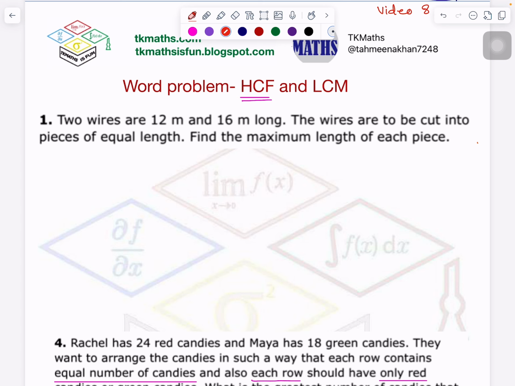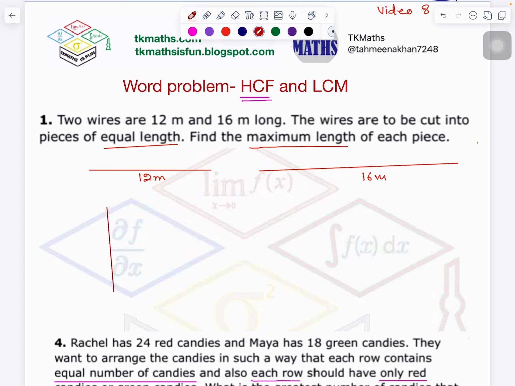Two wires are 12 meter and 16 meter long. If I want to visualize, suppose this is the wire which has a length 12 meter and this is another wire which has a length 16 meter. And the wires are to be cut into pieces of equal length. So whatever length you cut from this wire, the same length you will cut from this wire. This is the meaning of the question. What is the maximum length of each piece you can cut? This type of question, of course, you apply highest common factor because of the maximum length.